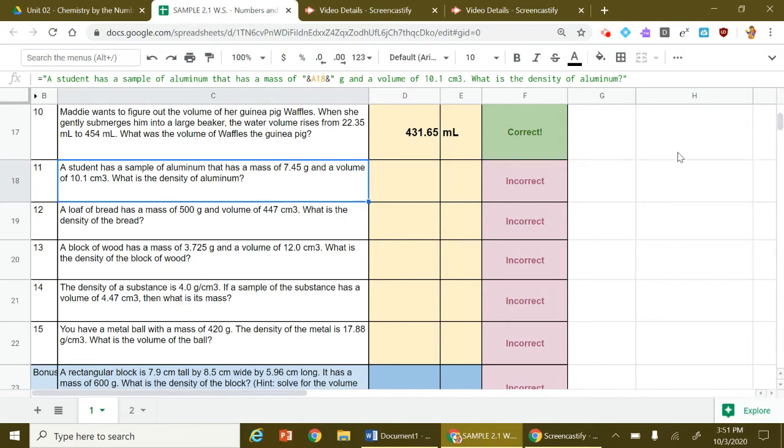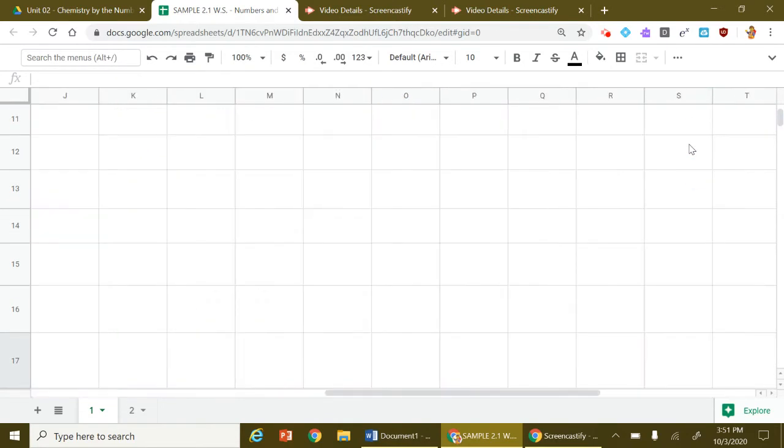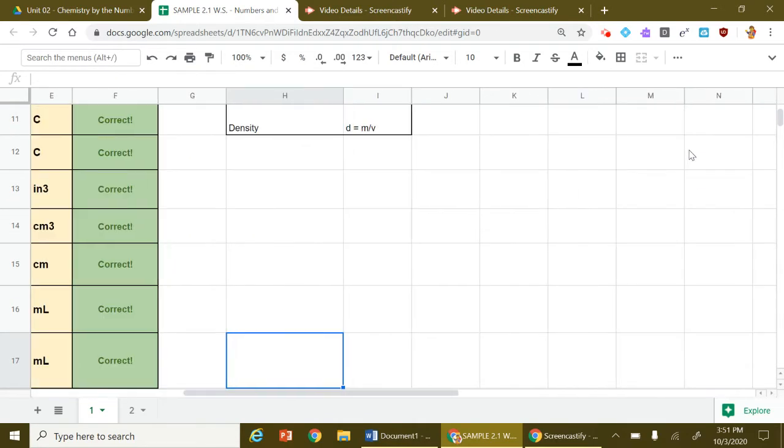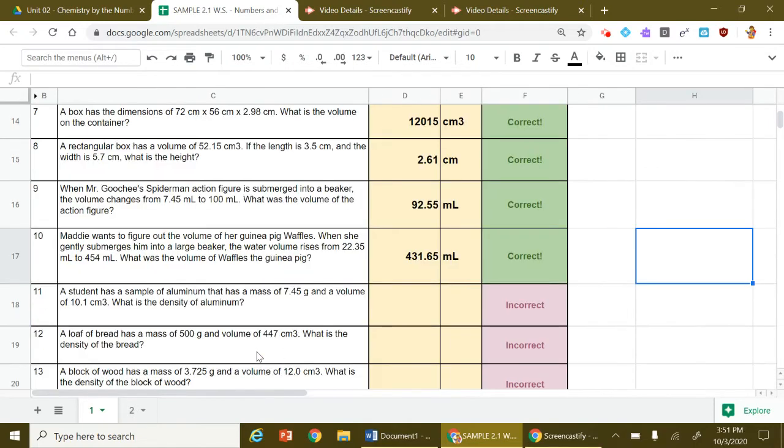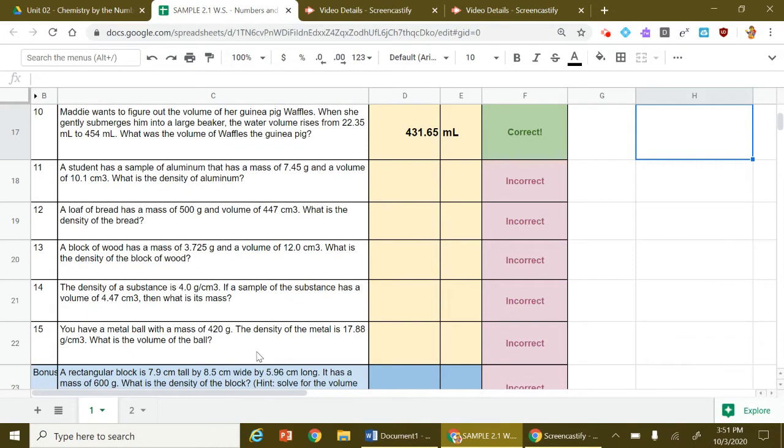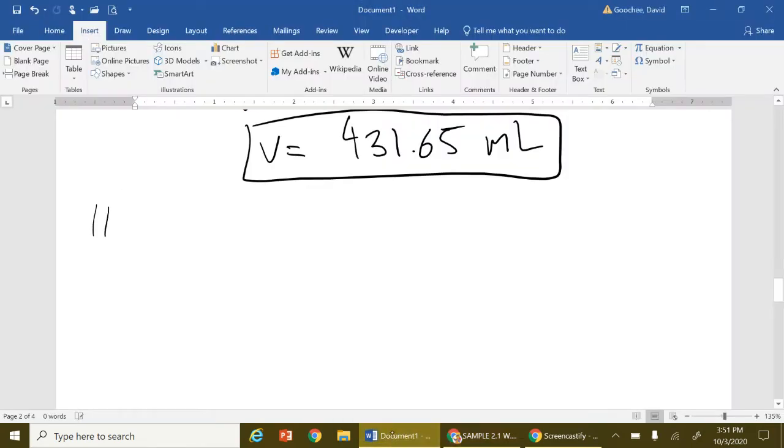Anyways, taking a look up here, we have the density formula, which is, let me center it on the screen here, density equals the mass divided by the volume. Density is mass divided by volume. So I'm going to go to my other sheet of paper where I'm doing this work, at number 11, and I'm going to write down the equation. Density equals mass divided by volume.